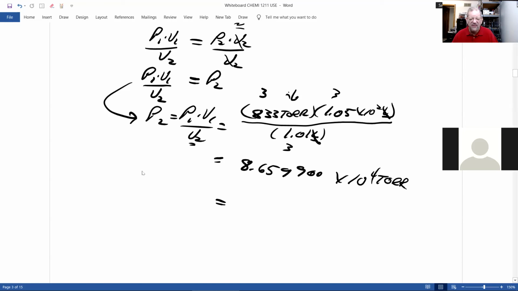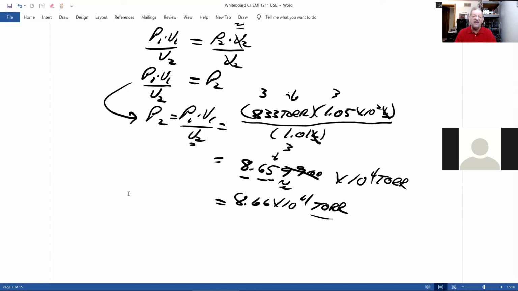All right. And the answer is keep the first, second, third. Use the 9 to round off. That's 5 or higher. I'll drop this, increase this by 1. And that's 8.66 times 10 to the 4th torr. And that's your answer. And if you remember, if you have a cylinder and you reduce the volume, the pressure goes up.